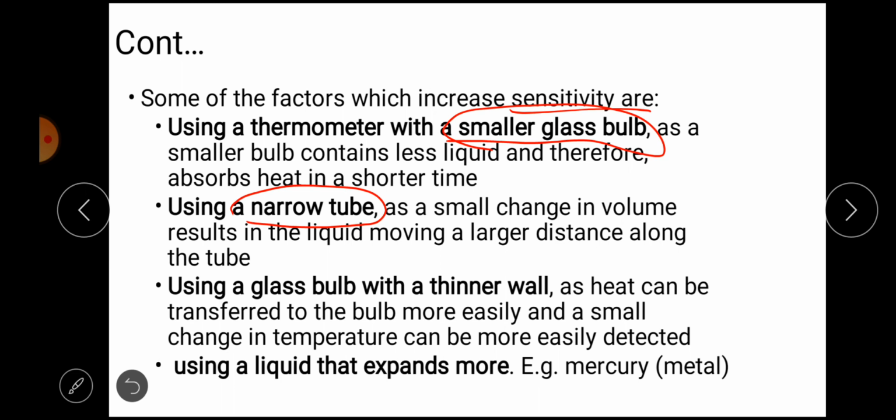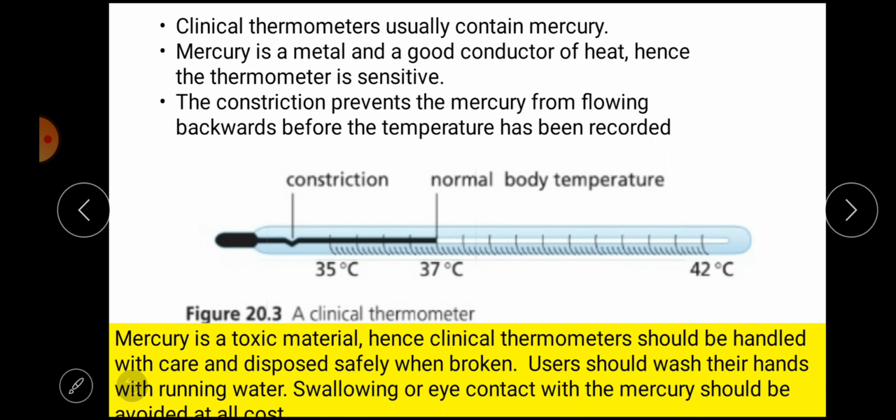Number three is using a glass bulb with a thinner wall, as heat can be transferred to the bulb more easily and a small change in temperature can be more easily detected. Then lastly, using a liquid that expands more, e.g. mercury, which is a metal, so that increases the sensitivity of the thermometer.